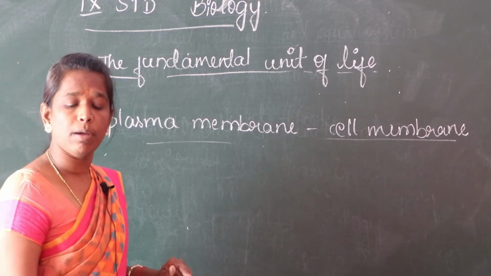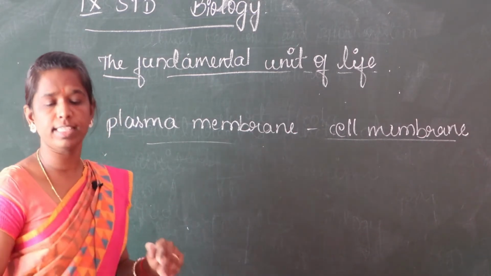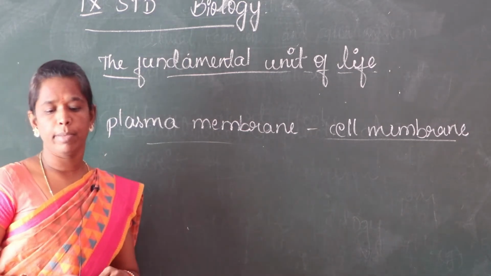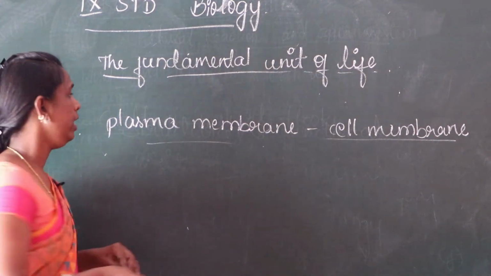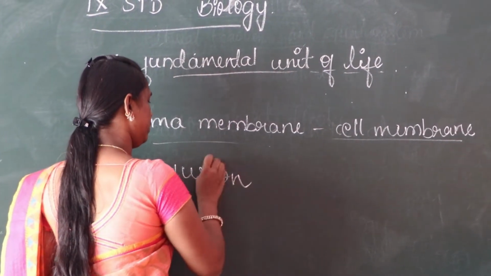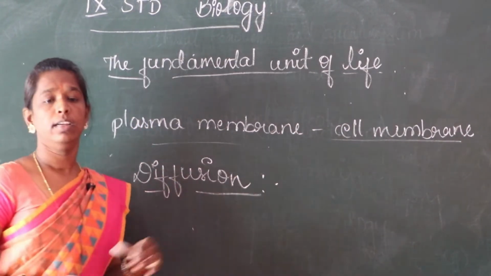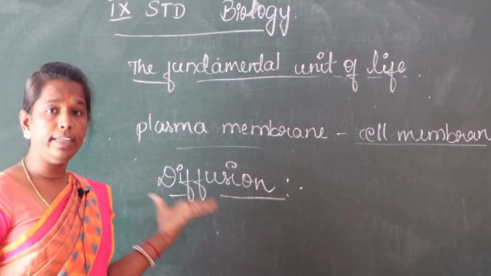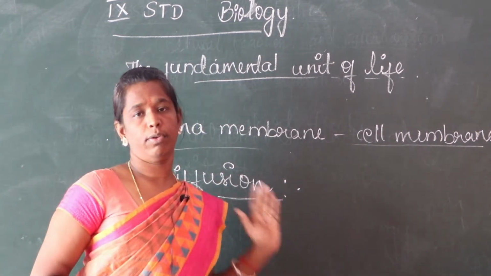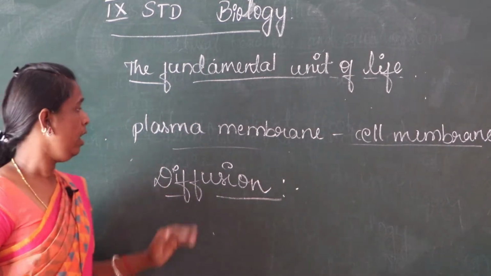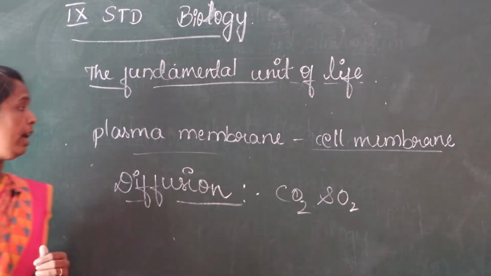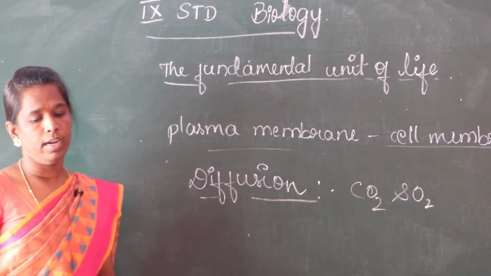So the plasma membrane is also called the cell membrane. For example, carbon dioxide and oxygen can move across the cell membrane by a process called diffusion. Diffusion is the process by which carbon dioxide and oxygen move into and out of the cell. This process is called diffusion.